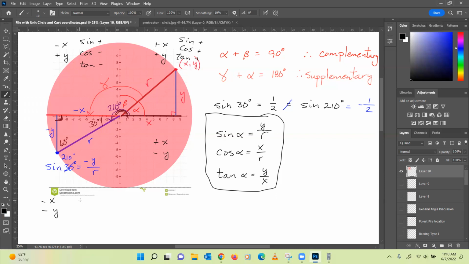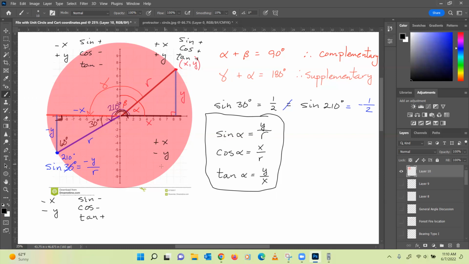Down here in the third quadrant, y is negative, so that means sine must be negative. X is negative, so that means cosine must be negative. And tangent is one divided by the other. Negative divided by negative is a positive. So tangent is positive down here in the third quadrant.